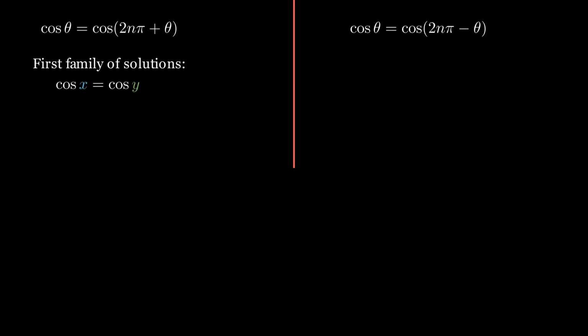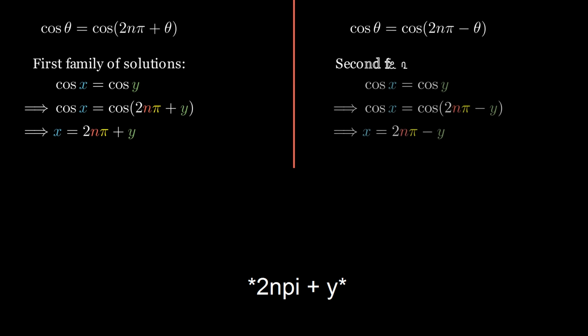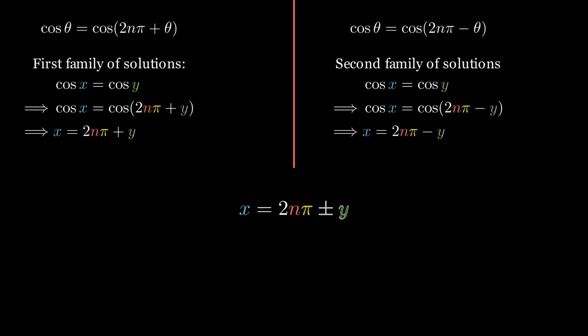For the first family of solutions, we can write cos y as cos of 2n pi plus y. So x is 2n pi plus y. Doing the same for the second family of solutions, we get x equals 2n pi minus y. We don't have any odd-even conditions like before, so we can just combine this with a plus minus.